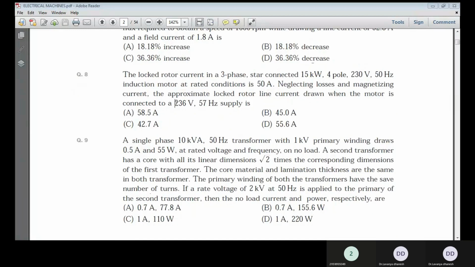So I think we have completed the previous ones. We are going to start with the eighth one. I think we are discussing that. So here, what is the question given? We have to see it out.